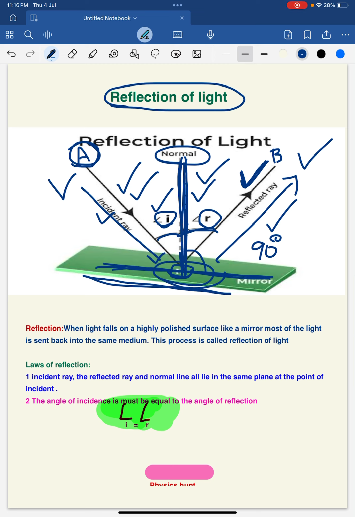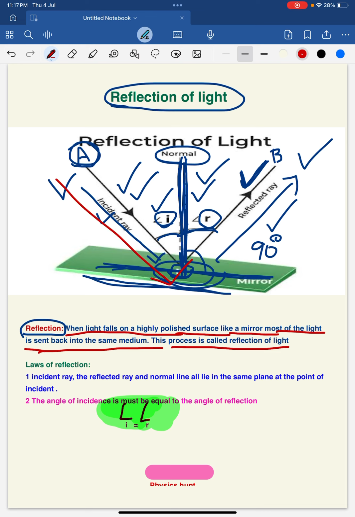So now coming to the definition of reflection of light, it is defined as: when light falls on a highly polished surface like a mirror, most of the light is sent back into the same medium. This process is called reflection of light. So that is very simple. This is the incident ray, right? After striking the surface at this location, it bounces back in the same medium. This property is called reflection of light. So simply, bouncing back of light in the same medium is called reflection of light.